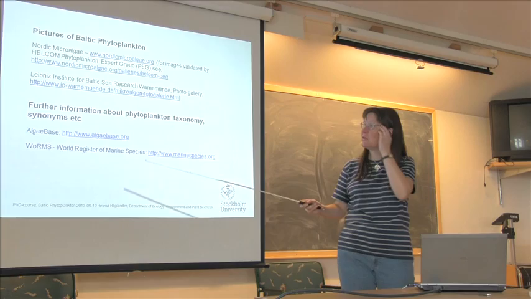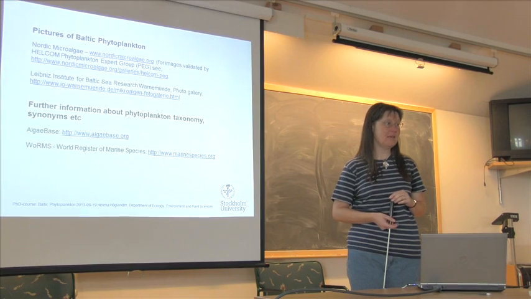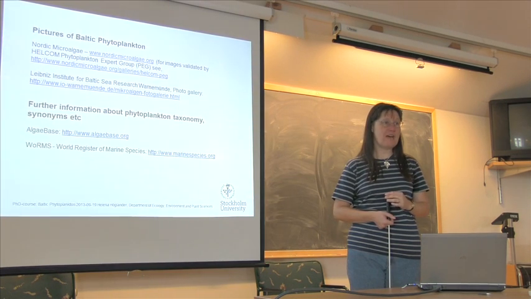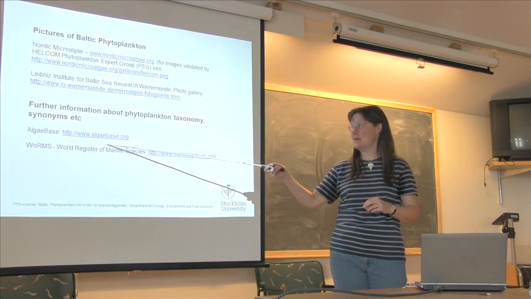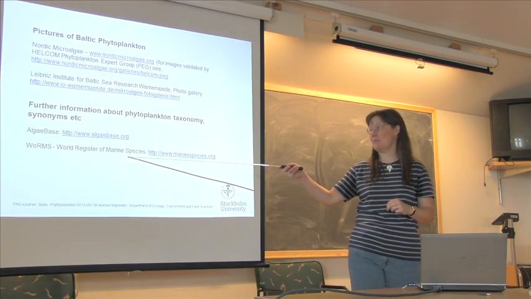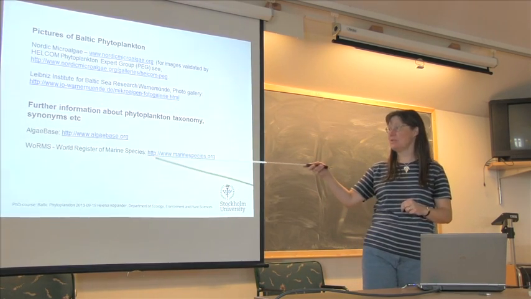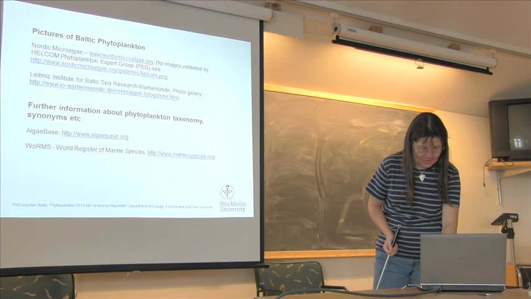And if you want to see more of the latest taxonomy and what is valid around the world, for algae you can look at AlgaeBase and also WoRMS, the World Register of Marine Species. And here you can also see old names, the synonyms that have been used. They are also mentioned in this. That's what we are working with.